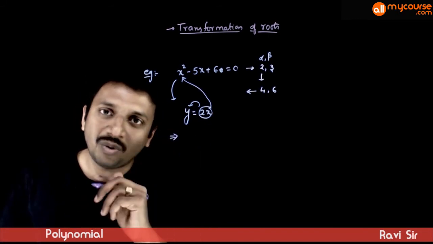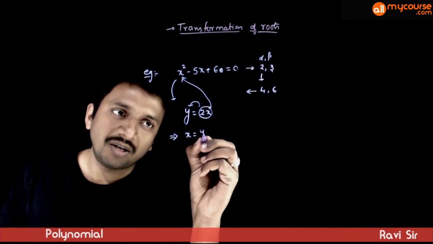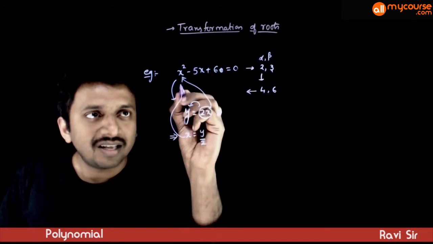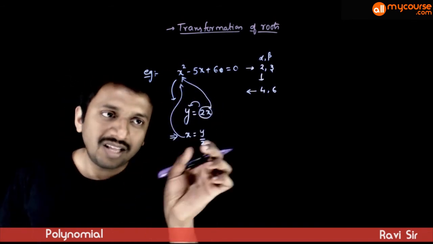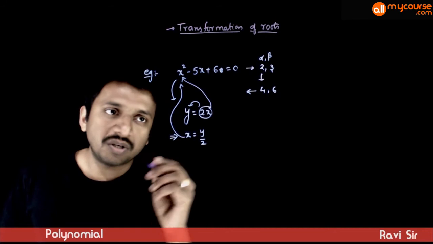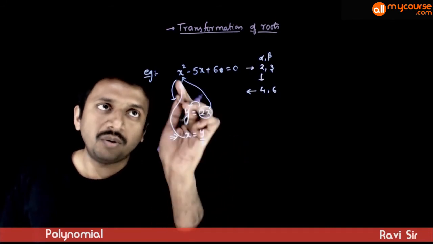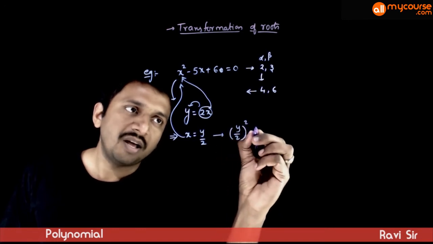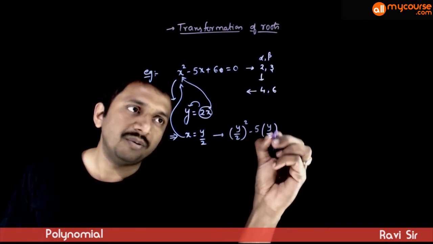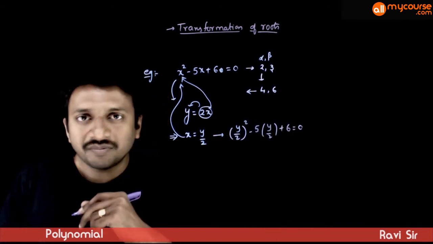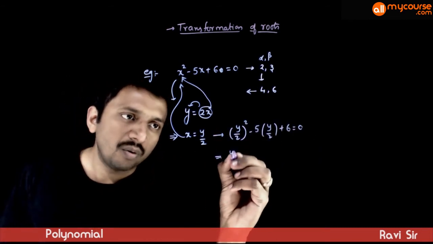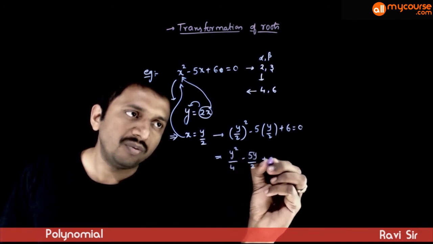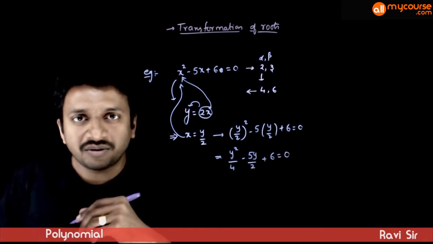So y is equal to 2x. This implies x is equal to y by 2. And my x is a solution to this equation. That means this y by 2 satisfies this equation. So let us put y by 2 in the place of x. So you get y by 2 whole square minus 5 times y by 2 plus 6 is equal to 0. This implies y square by 4 minus 5y by 2 plus 6 is equal to 0.